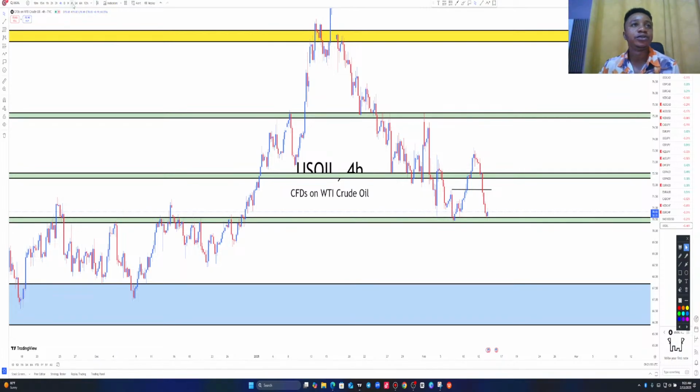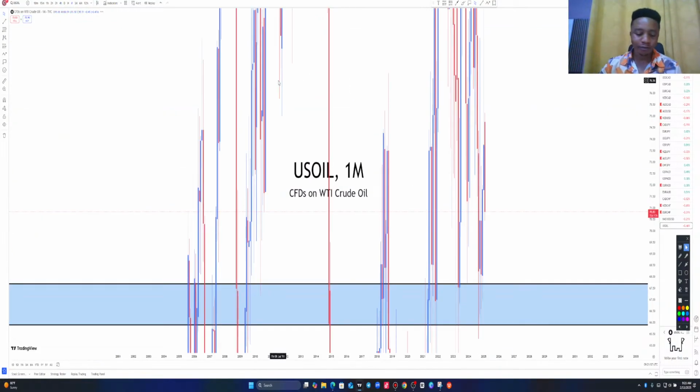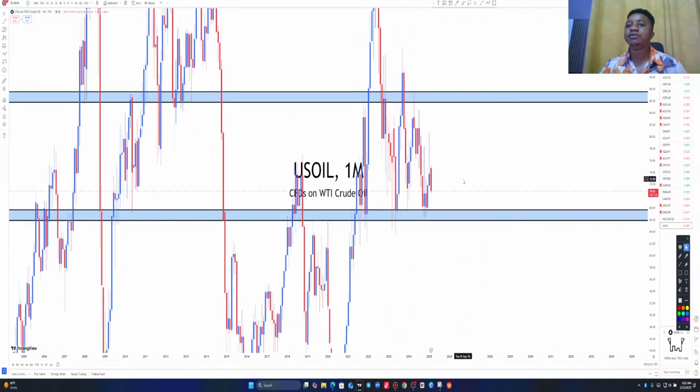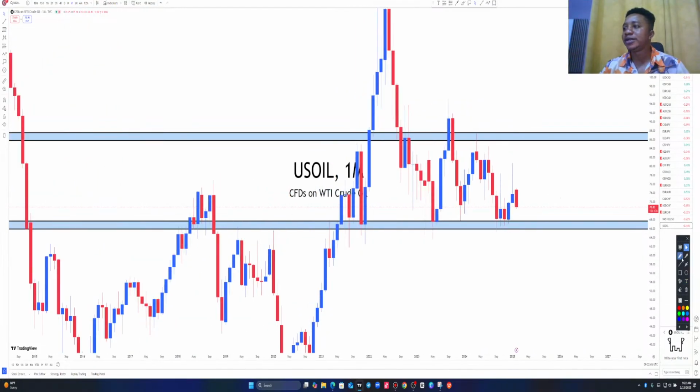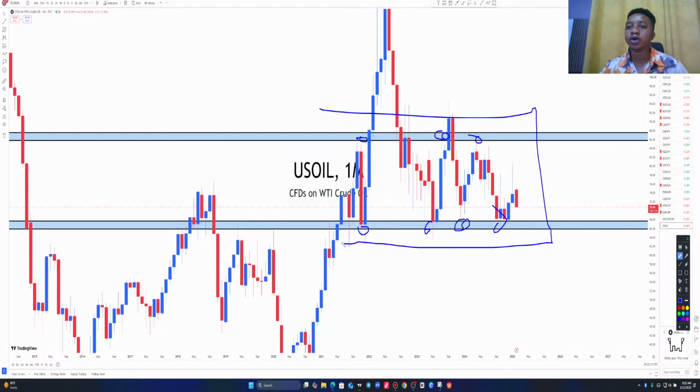All right, let's go. The monthly. Okay, so this is the monthly time frame of US oil. Now, US oil in the monthly time frame, we have the monthly upper zone and the monthly lower zone. Strong level of buy pressure below here horizontally, and a strong level of sell pressure also above horizontally. So this gives us what? A range or consolidation period.